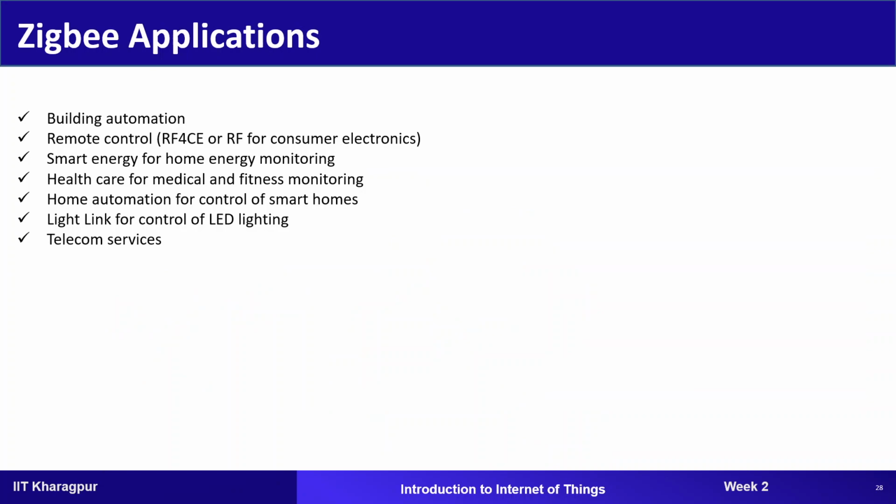Now the applications of ZigBee. For building automation, ZigBee can be used for remote control applications. It can be used in smart energy for home monitoring. Then for healthcare, home automation, and LED lighting, ZigBee can be used. Then for telecom services, ZigBee can also be used.